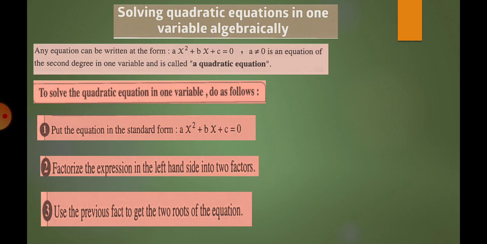We know if we have two numbers a, b, a times b equals 0, then a equals 0 or b equals 0. If the product of two numbers equals 0, one of them equals 0.